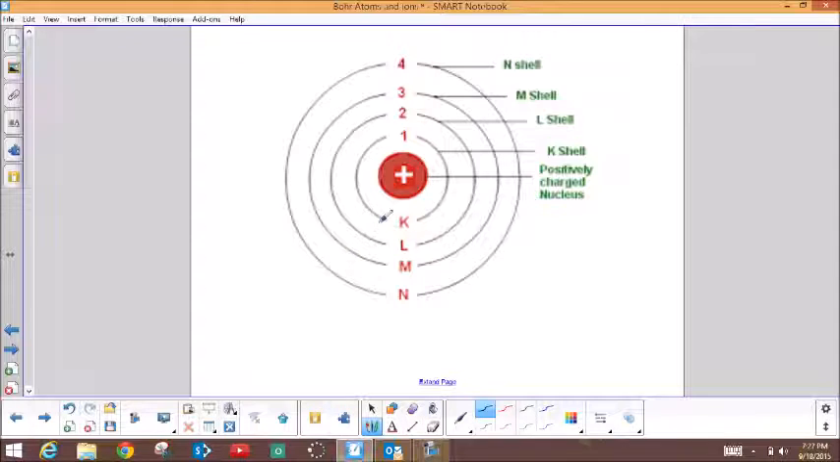Just to refresh our memories before we make our first model on ourselves, the K orbital holds 2. It is the first ring, and it's the closest to the nucleus. The L holds 8. It is the second one from the nucleus. The M holds 8. It is the third one from the nucleus. And although we can have more orbitals, we're not talking about them today.